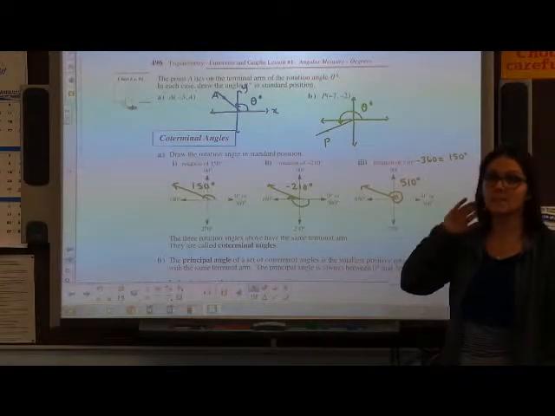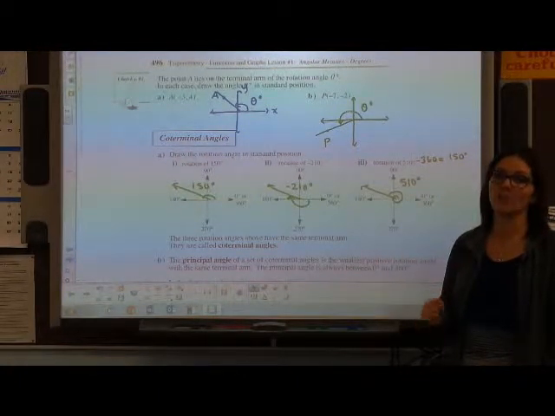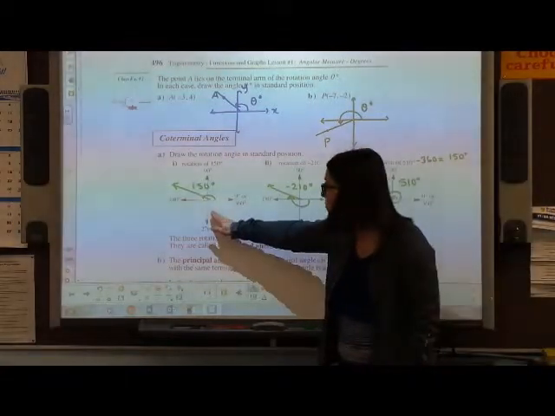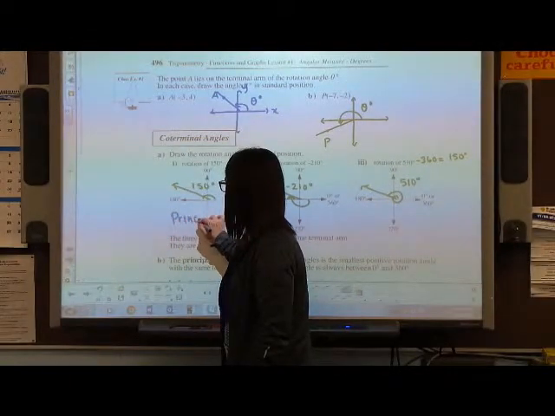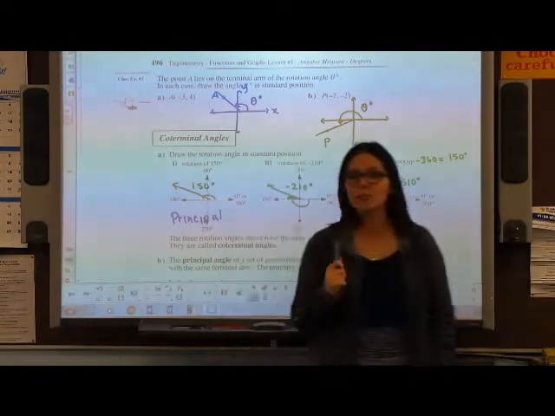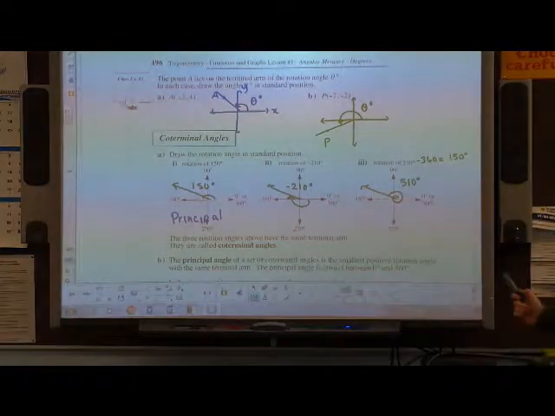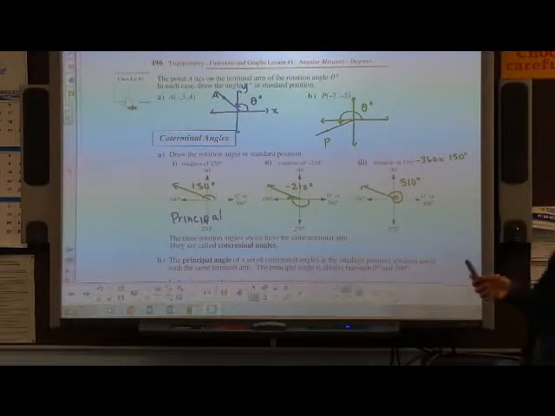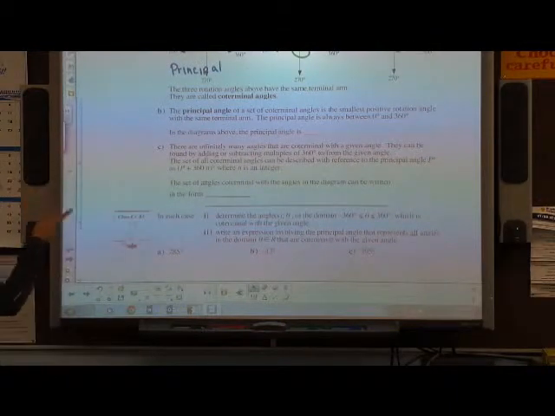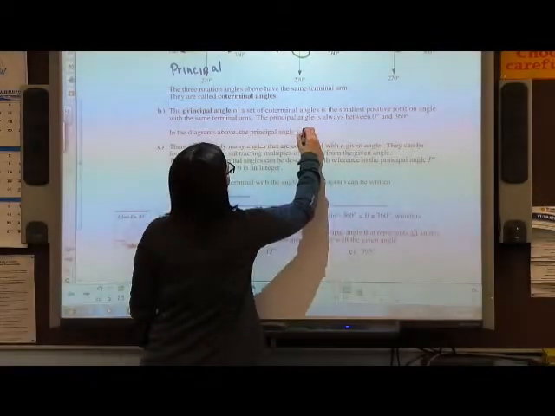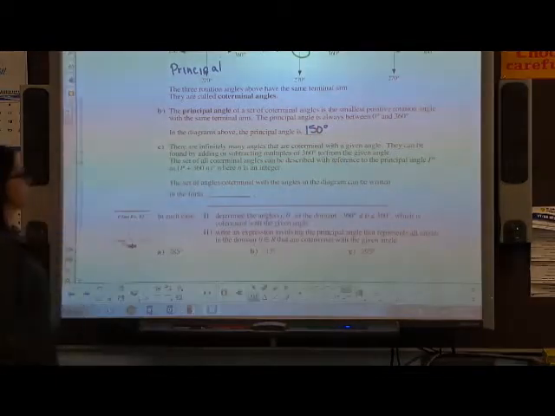The principal angle is the positive angle between 0 and 360 degrees. So this one would be my principal angle, because it's the angle I get in the first rotation. 510 degrees, I've gone more than one rotation. Negative 210 degrees, I've actually gone clockwise. I need to be going in a counterclockwise positive rotation. So in the diagrams, the principal angle is the one that is 150 degrees.